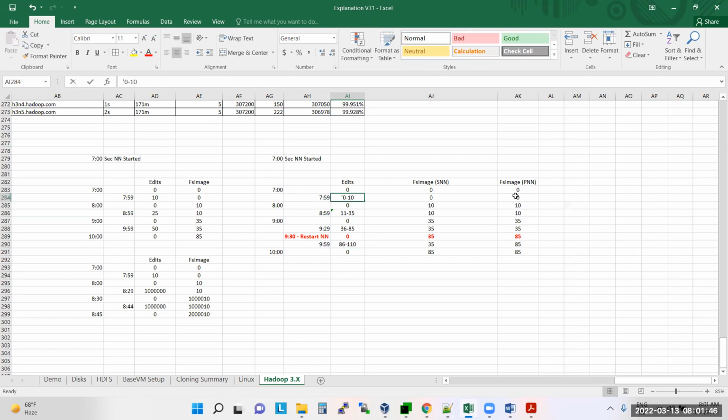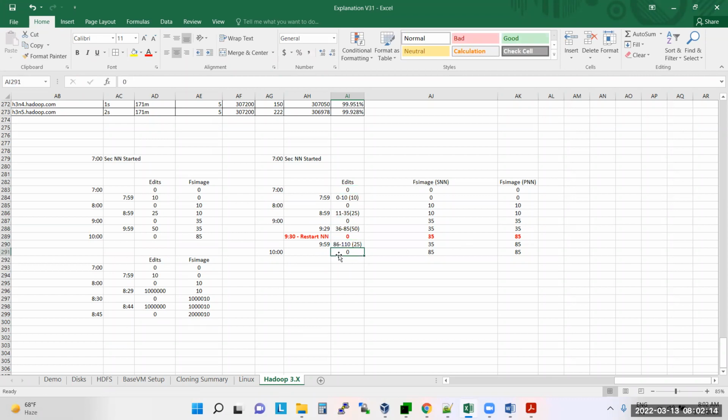So how many new edits are there? Here, 25 new edits are there. Here, 50 new edits are there. Here, 25 new edits are there. So total how many edits? Total first 10, 25, 50, 25.